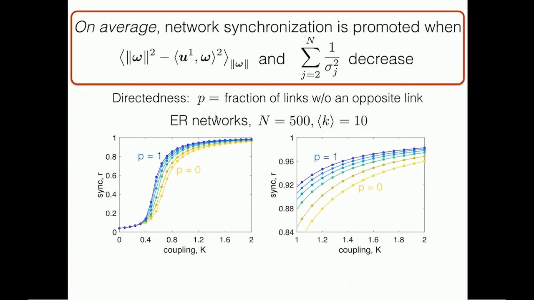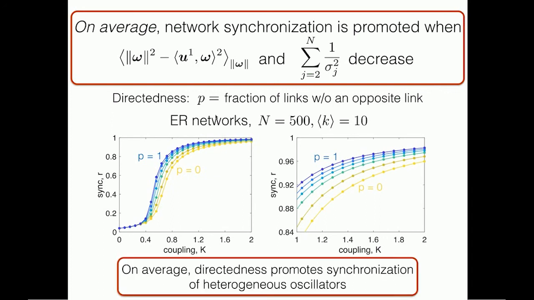And so what I really want to argue here is that directedness tends to promote synchronization in heterogeneous oscillator networks. This is kind of an analog to the identical oscillator case, but I think all of the pieces here are quite different in flavor. So there's a similar result, but the way that you get there is quite a bit different.